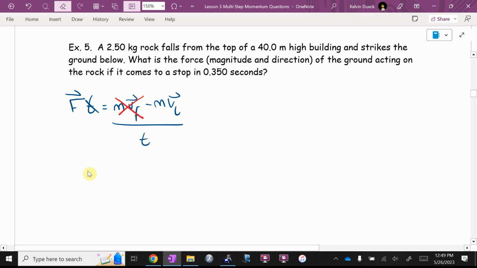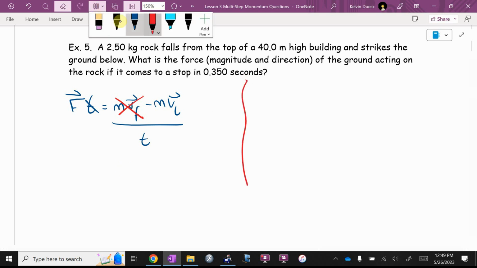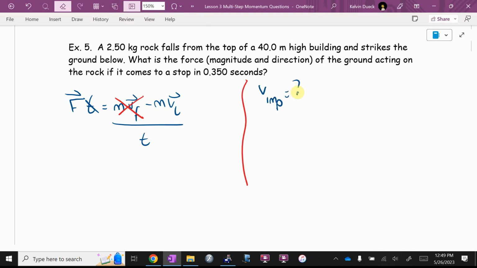Well, I think the time is going to be that time there. Okay, I think I'm going to now do a free fall question. I'm going to write a little line like this, and I'm going to say V impact equals. Now, V impact is going to be V final in free fall. That's going to be V initial when we start coming to a stop. So it's going to end up in there.